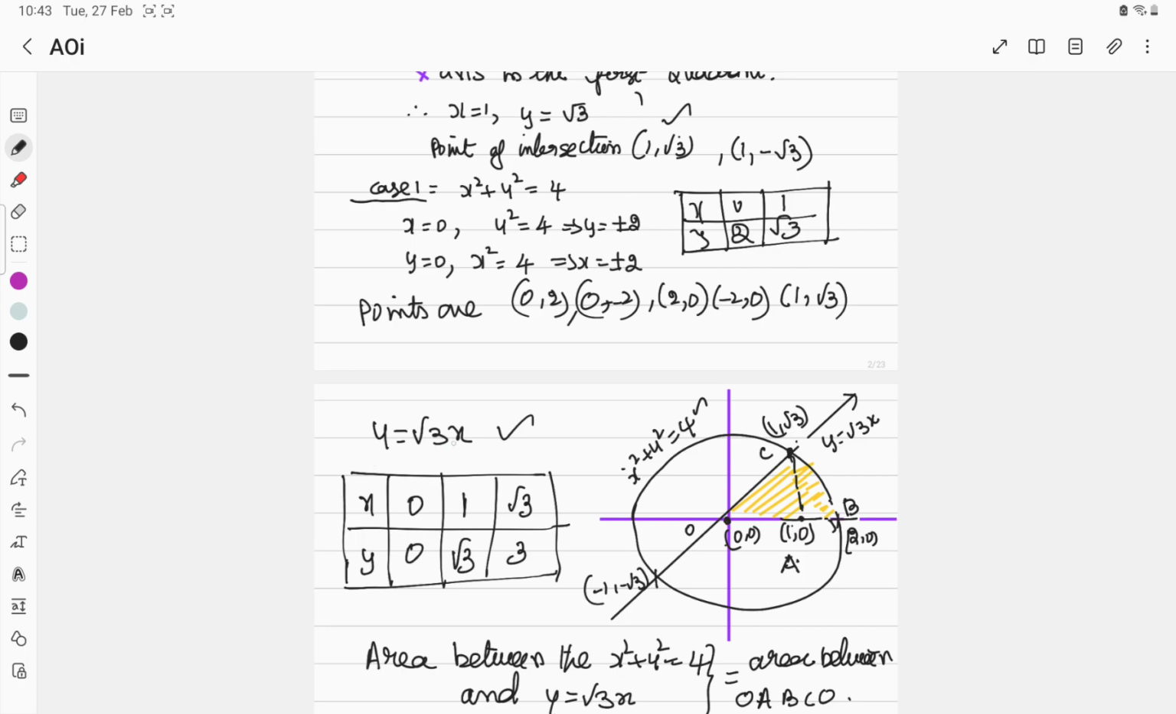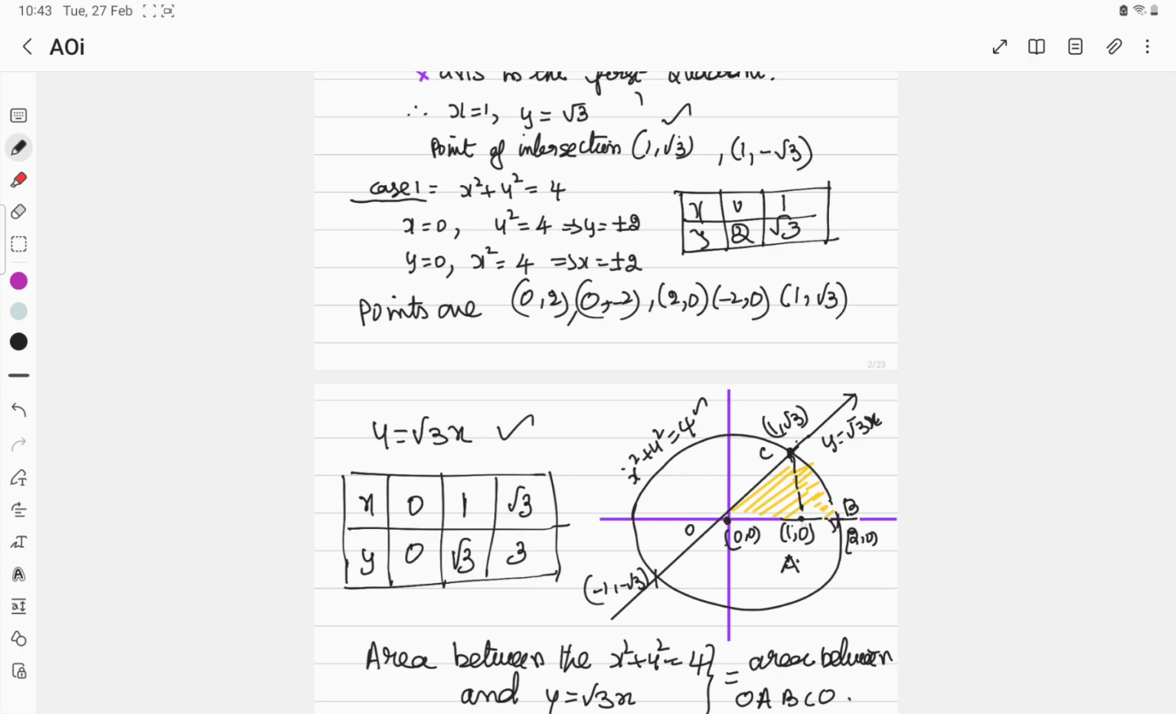Like that we have to draw the straight line y is equal to root 3x. When x is 0, y is 0. When x is equal to 1, then y is equal to root 3. If you put x is equal to root 3, y is equal to 3. Mark the points in the diagram and draw the straight line. This is the straight line y is equal to root 3x. So this straight line y is equal to root 3x and x square plus y square is equal to 4 intersect at C, whose coordinate is 1 comma root 3.